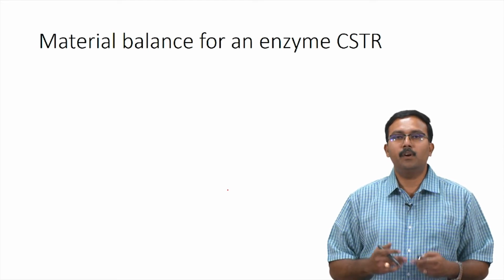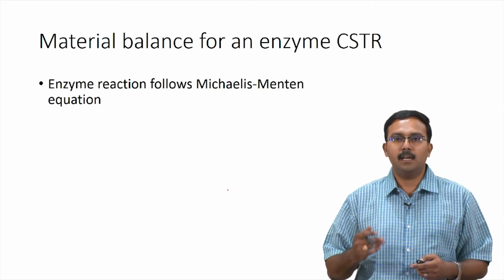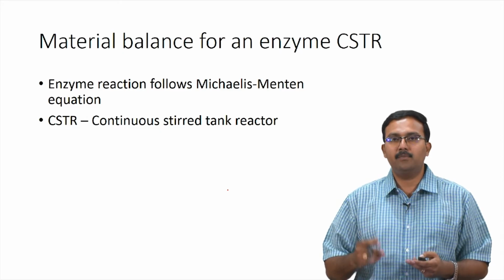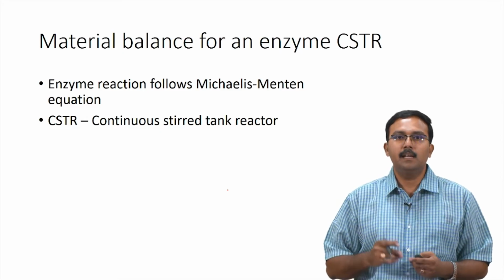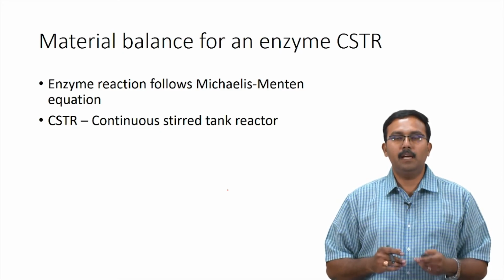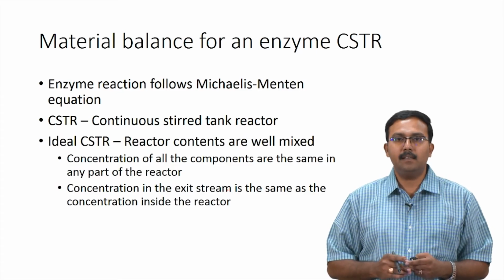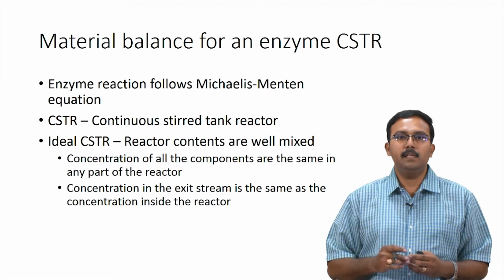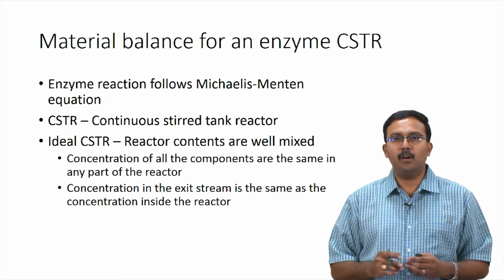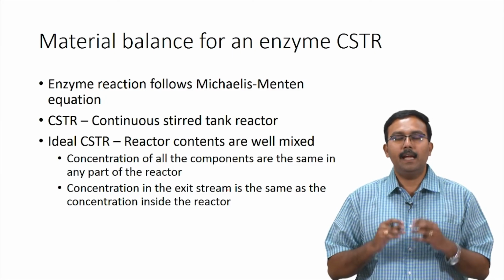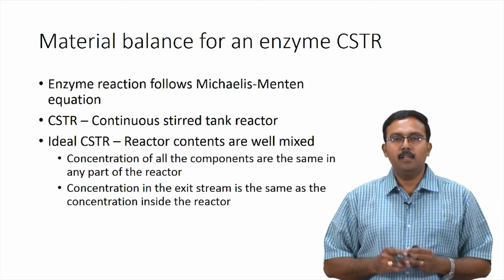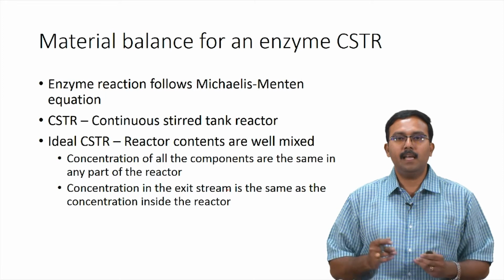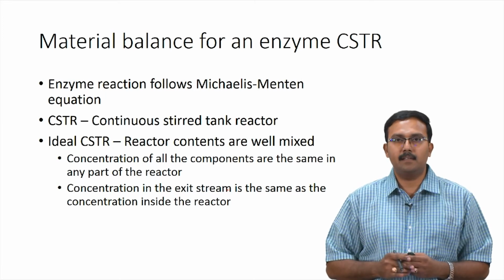So, we will consider a CSTR, which is a continuous stirred tank reactor, in which an enzyme reaction that follows Michaelis-Menten kinetics is happening. We will assume that it is an ideal CSTR, which means the reactant contents are well mixed. This means the concentration of all the components is the same in any part of the reactor. This would mean that the concentration in the exit stream is the same as the concentration inside the reactor.